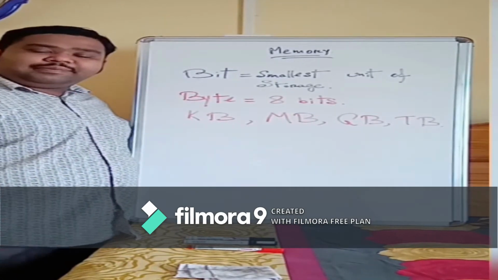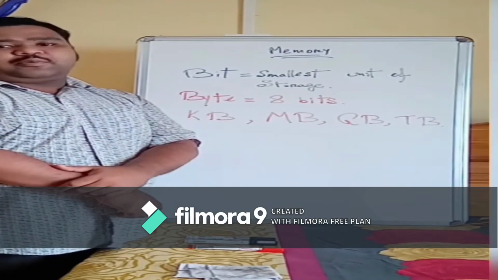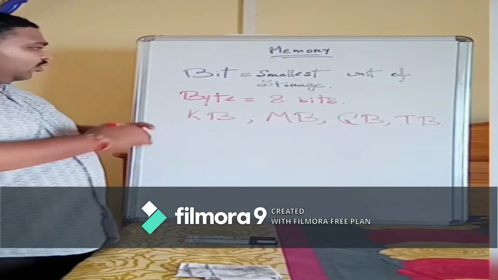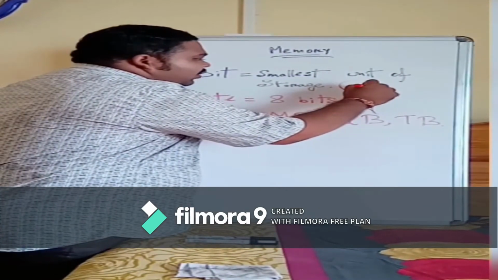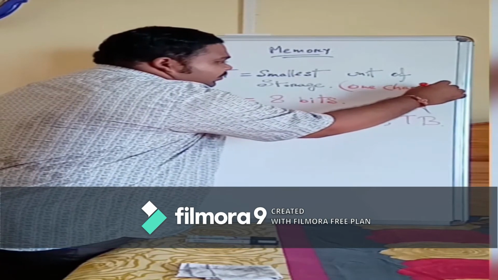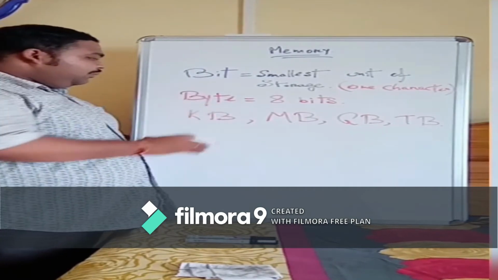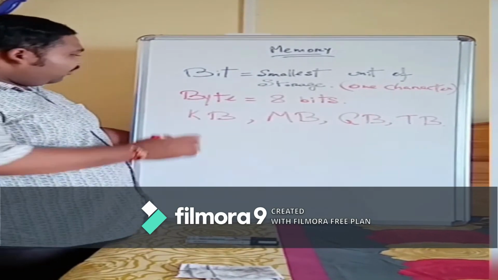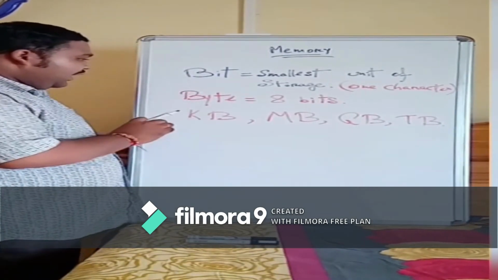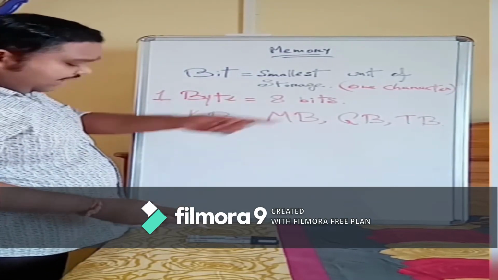So पहले bit. What is bit? Bit is the smallest unit of memory storage. Alright. एक character को hold करता है. It holds only one character. Smallest unit of storage is called bit. Then comes byte. What is byte? One byte is equals to 8 bits.